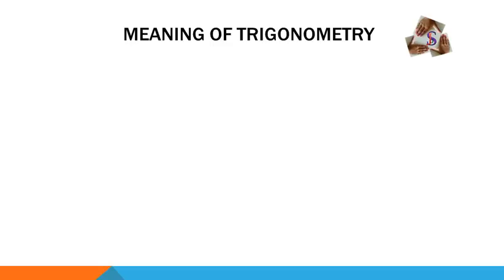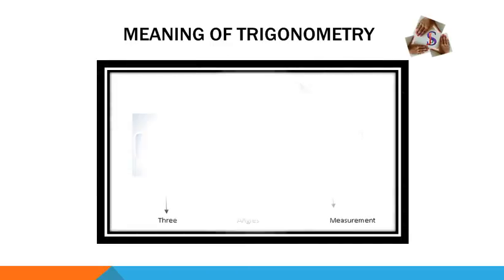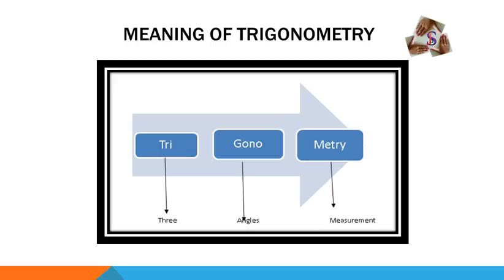Next, let us try to understand the meaning of the word trigonometry. The word trigonometry is a Latin derivative from the Greek word for triangle. Trigonometry is all about triangles. Tri stands for three, gono stands for angles, and metry stands for measurement. So trigonometry need not be applied only to right-angled triangles. We introduce the concepts with right-angled triangles and then proceed on.